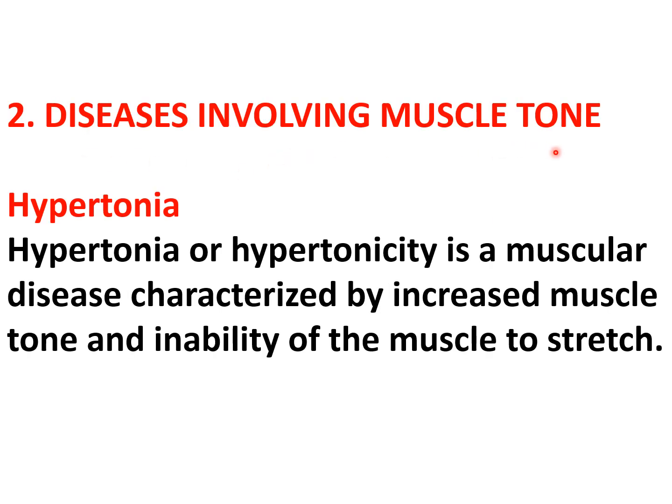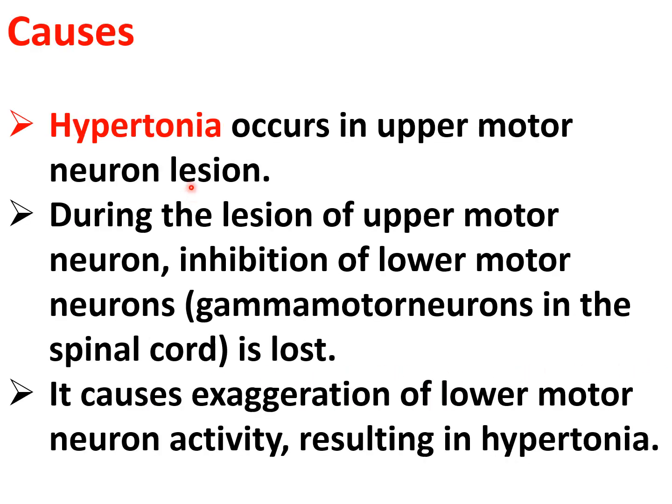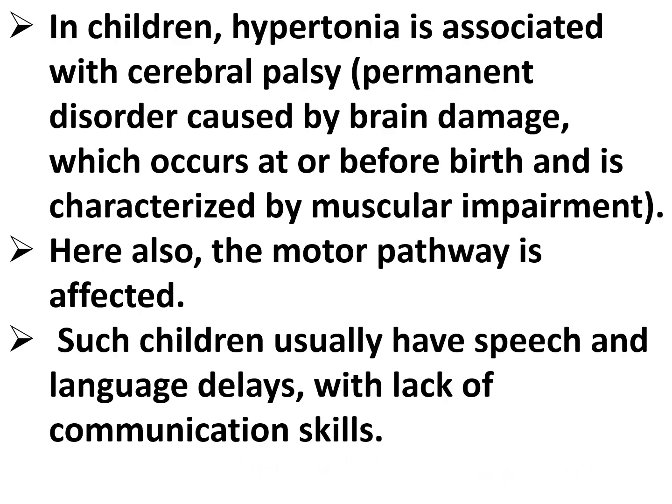Disease involving muscle tone: hypertonia. Hypertonia or hypertonicity is a muscular disease characterized by increased muscle tone and inability of the muscle to stretch. Causes: hypertonia occurs in upper motor neuron lesion. During the lesion of the upper motor neuron, the inhibition of the lower motor neuron, gamma motor neurons in the spinal cord, is lost, and it causes exaggeration of the lower motor neuron activity and that results in hypertonia.